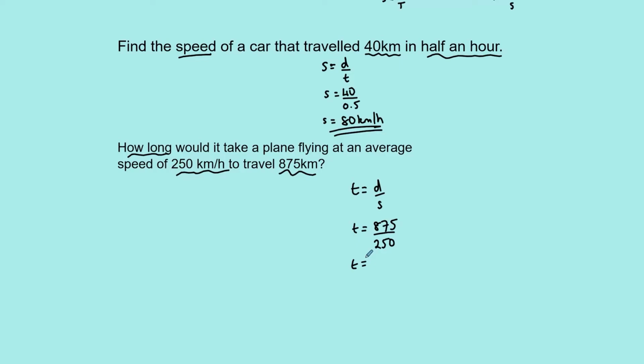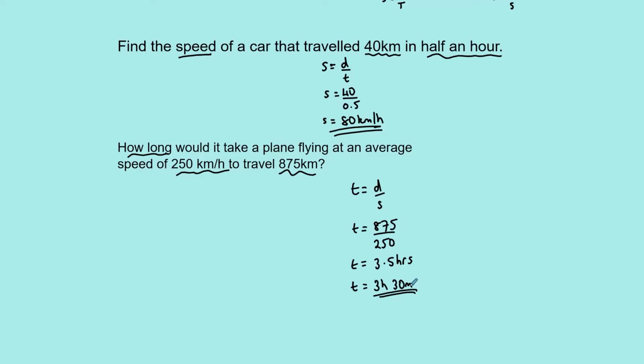So 875 divided by 250. Now you could do that without a calculator. 3 times 250 is 750, and then we need another 125 to make 875, so it's 3.5 hours. Typically, we don't leave things as decimal hours, we want to convert it to hours and minutes where possible. So that's 3 full hours, and 0.5 of an hour is half an hour, so 3 hours and 30 minutes.